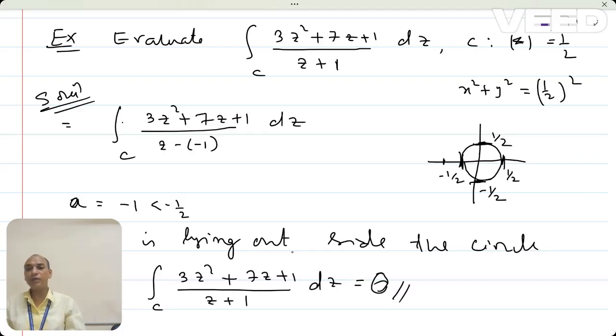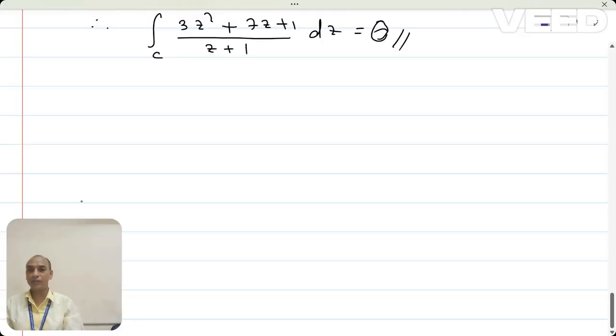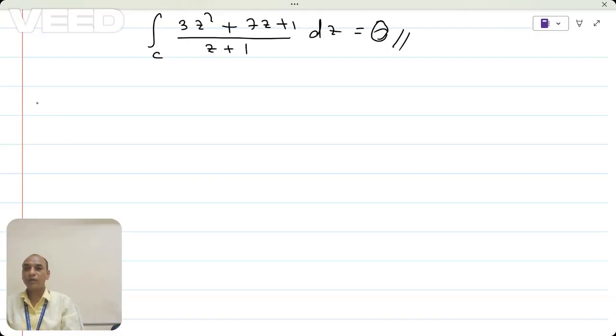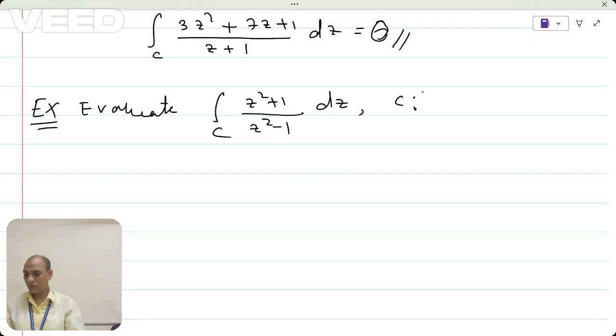I will do another problem where the circle will not have center at origin. It will have the center somewhere else. So I will do such one problem. The question is: evaluate integration over C of z square plus 1 divided by z square minus 1 dz, where C is nothing but mod z minus 1 equal to 1.